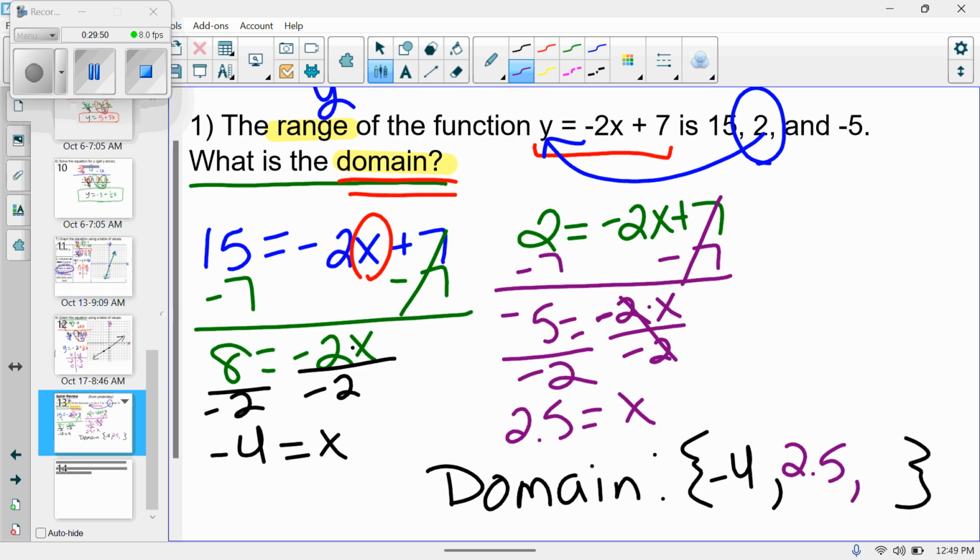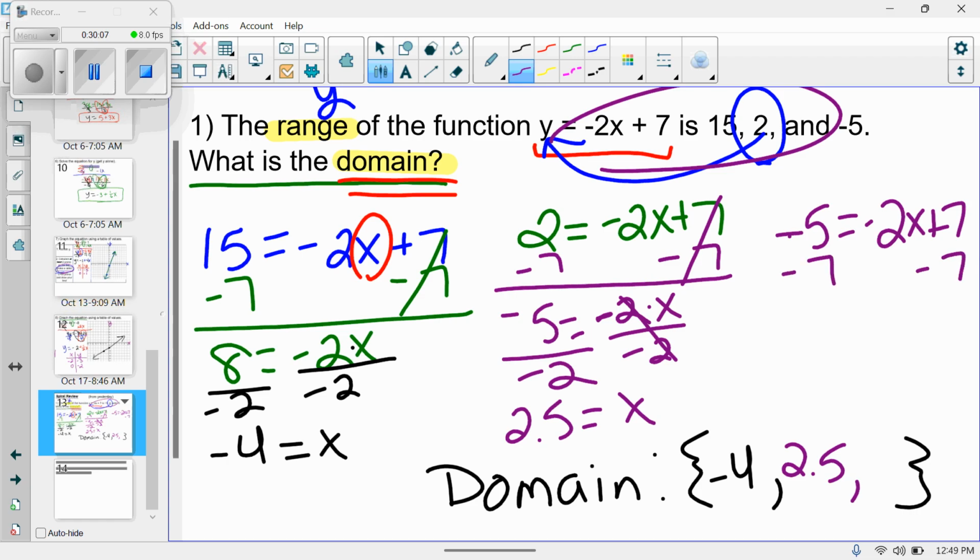We got one more. We got to put -5 in place of y. Maybe. My computer looks like it's frozen. Okay, -5 in place of y. We'll do it real quick just to finish. You're going to solve it the same way. You're going to take away 7. It won't let me pick a different color, so it's going to be all purple.